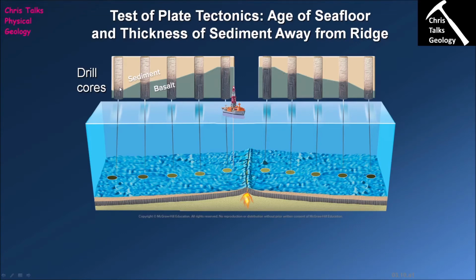Now, this obviously makes perfect sense. The older the piece of oceanic crust is, the longer it's had time to accumulate sediment on top of it. So essentially, as you can see, as we move away from the crust, the thickness of sediment on top of the oceanic crust gets greater. So the thickness increases as you move away from the spreading ridge. This is consistent with the crust getting older as we move laterally away from our spreading ridge.